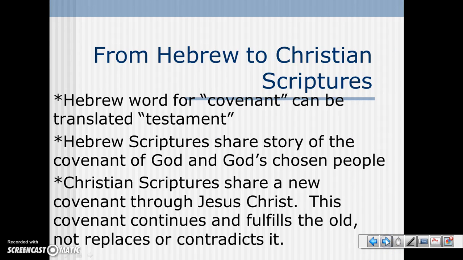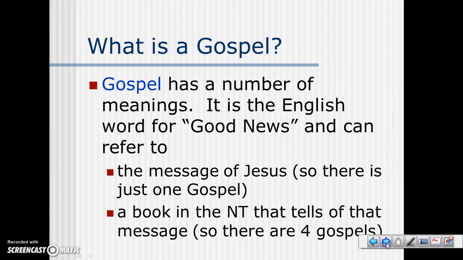Here we go. So as we transition from the Hebrew to the Christian Scriptures, we can remember that the Hebrew word for covenant can be translated as testament. So while the Hebrew Scriptures share the story of the covenant of God and God's chosen people, the Christian Scriptures share a new covenant through Jesus Christ. This covenant continues and fulfills the old. It does not replace or contradict it. So we're going to be moving forward and yet connecting back to the Hebrew Scriptures through our study.